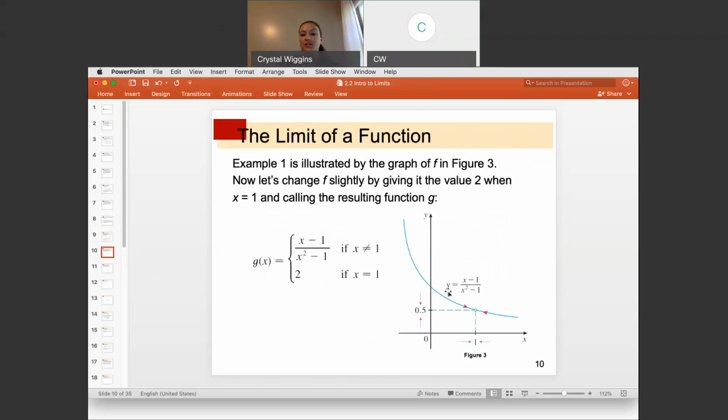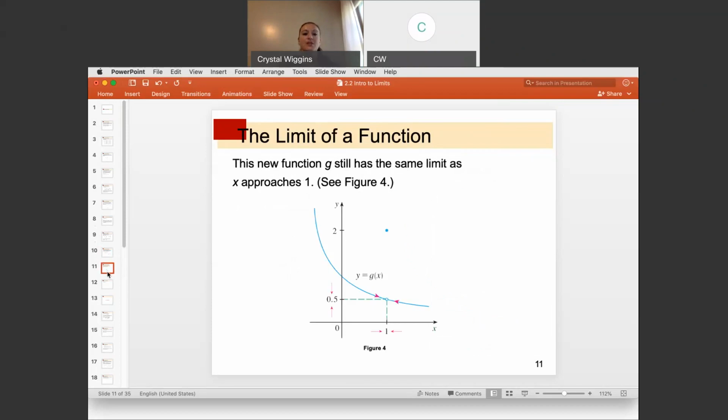So if we're taking a look at the graph, again, there's a hole because 1 actually creates a zero in the denominator, which is very bad. So even though the limit approaches a y value of 0.5, the actual y value does not exist. This new function still has the same limit as x approaches 1. But now, well, we're not showing the function, but let's say it's a different function where you can actually have an output. Well, actually, we do have a function.